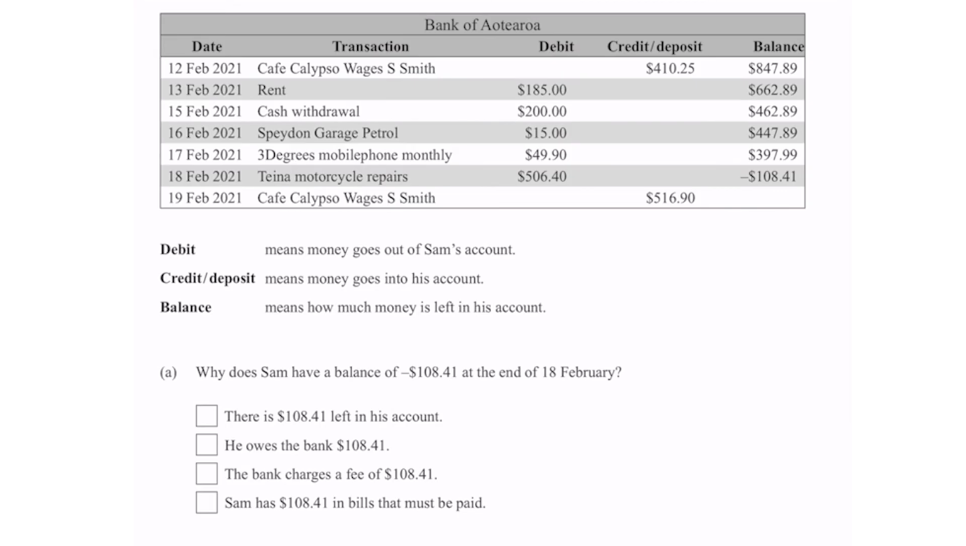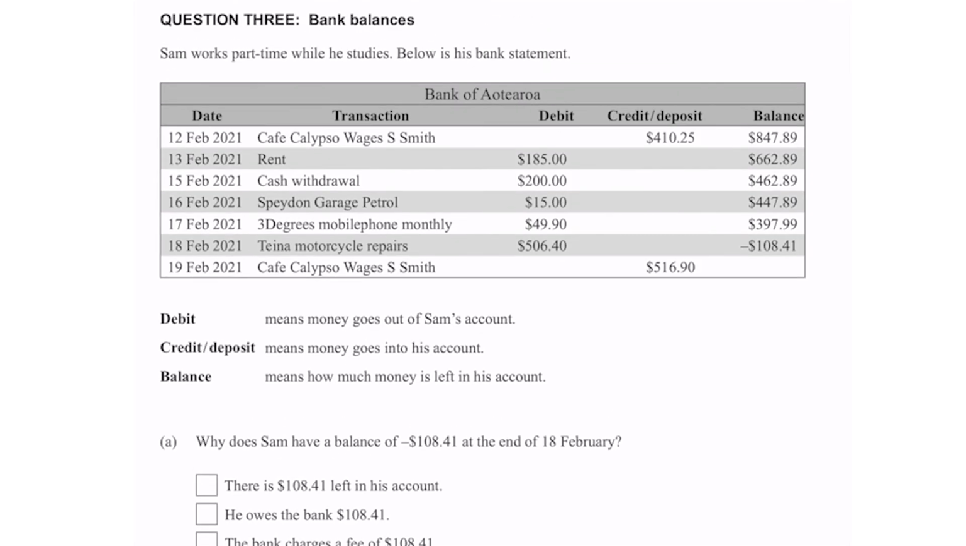So, question A. Why does Sam have a balance of negative $108.41 at the end of the 18th of Feb? If we look at the 17th and the 18th of Feb, this is going to give us a key, right? So he ends up having negative $108 in his bank account. Before the negative $108, he has $398 in his account. But then what happens is that he has a debit of $506 to these motorcycle repairs, right? So he has to pay. So debit means that he's paying this money.